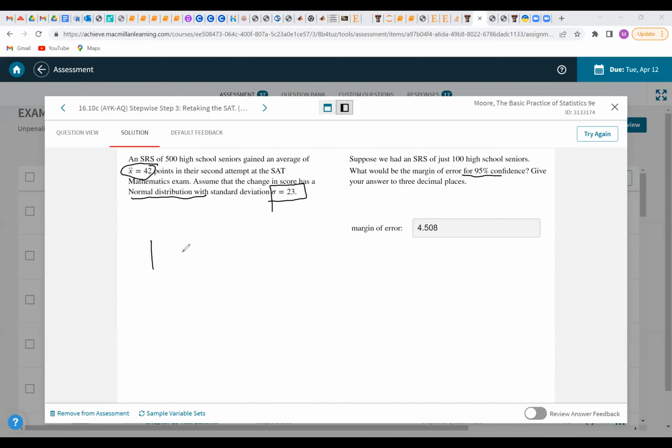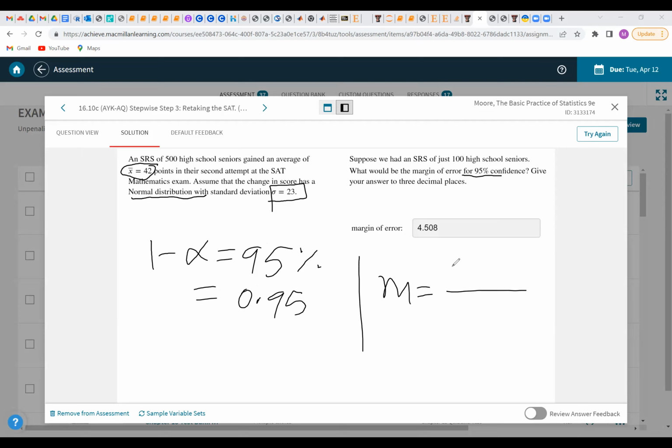So here we have 1 minus alpha is equal to 95%. That means this is 0.95, so this is our confidence level. And we need to calculate the margin of error. That means we need to calculate M, which is equal to Z star times sigma over square root of n. So this is the formula for the margin of error calculation.